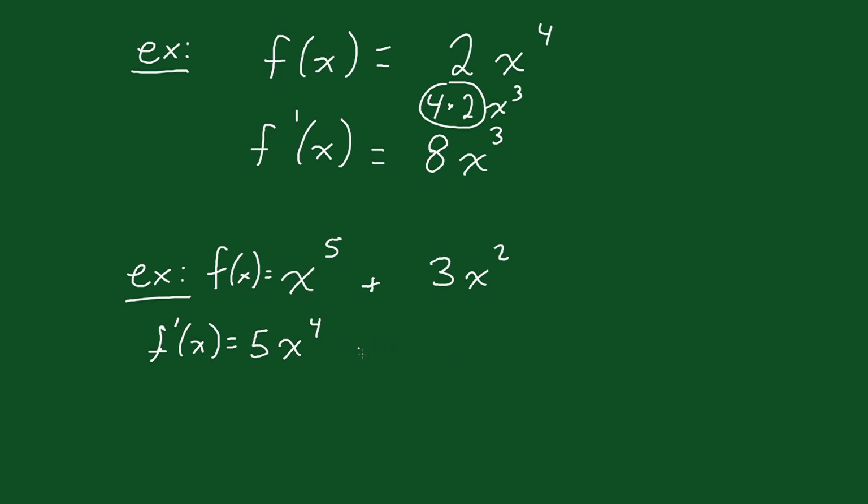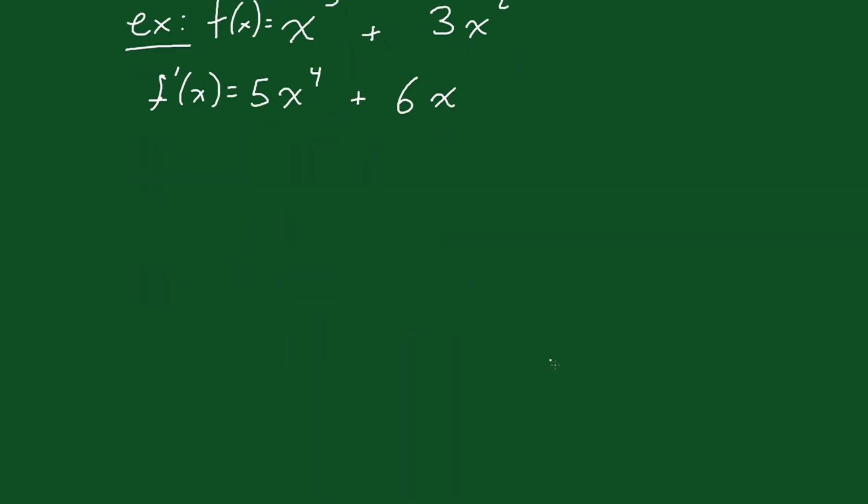So you get 5x to the 4 plus, and then you use the power rule on the second term as well. 2 times 3 is 6. x to the exponent, that 2 reduces by 1, so it becomes 1, but you don't have to write an exponent 1, of course. So you can leave your answer like that. We'll do one more example.